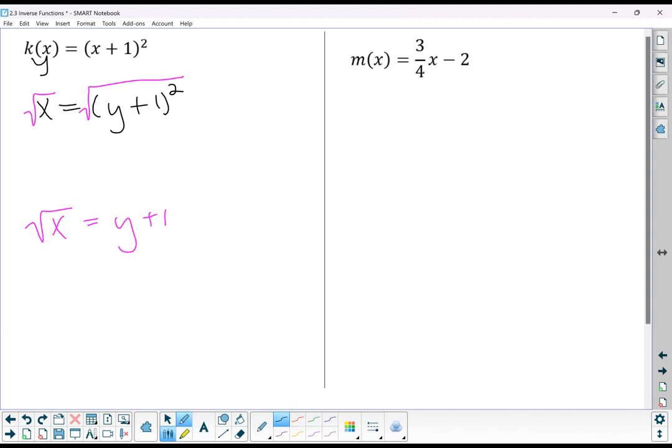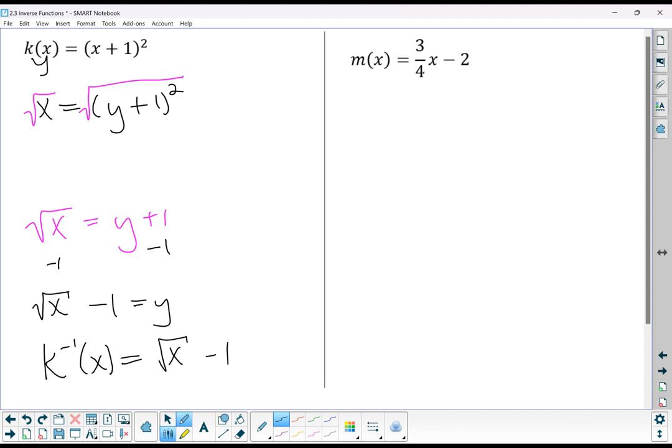Okay, so we're almost done. We have one last step. We need to subtract 1. Now note, I'm subtracting 1 after that root was already applied. So that minus 1 is outside of the root. Make sure you can see that that negative 1 is not under the root, because it is not. So our inverse function, k inverse, is equal to the square root of x, subtract 1.